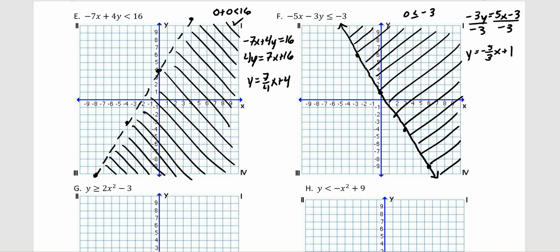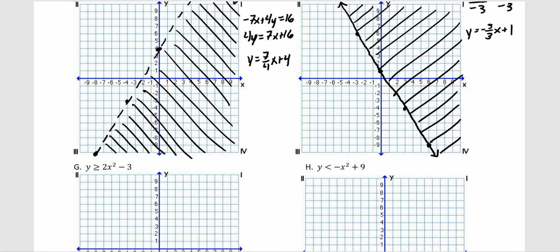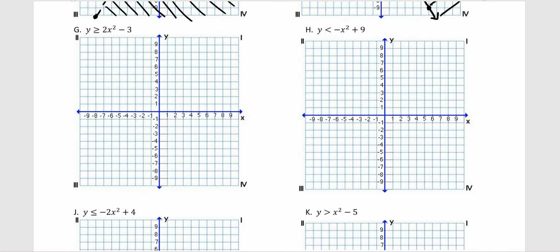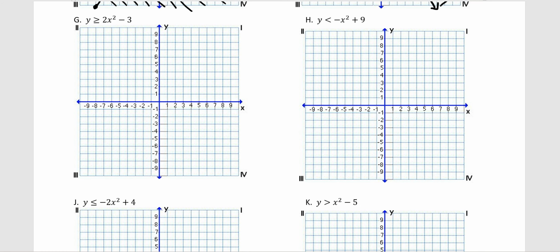Now let's look at quadratics, okay? We're going to look at some quadratics now. Quadratic inequalities. Now these are the exact same. You graph them like they're an equation. You identify if it's a solid line or dashed line, and then you shade. So when you shade here, though, it's either going to be inside the parabola or outside the parabola, which is a pretty cool effect.